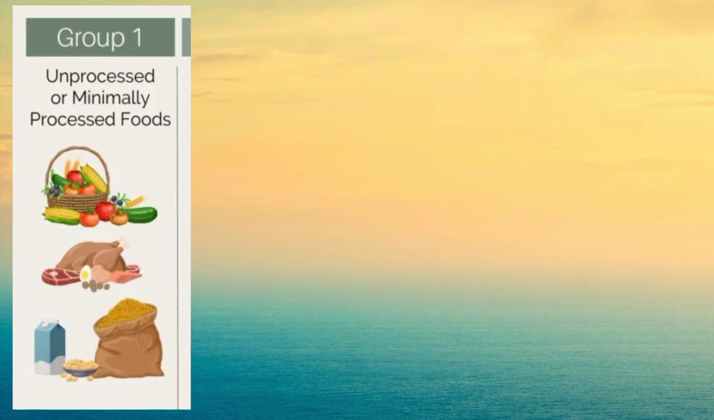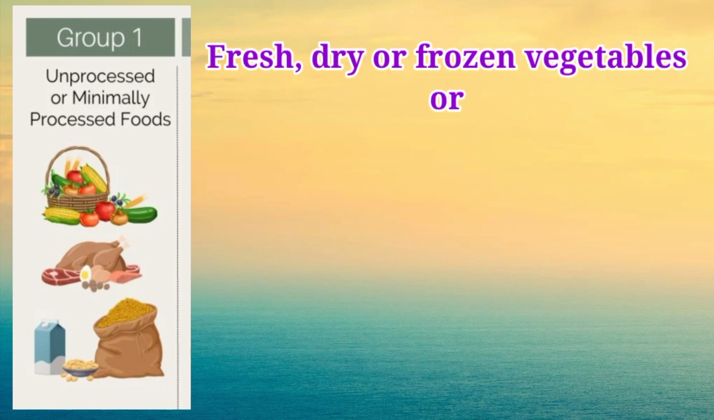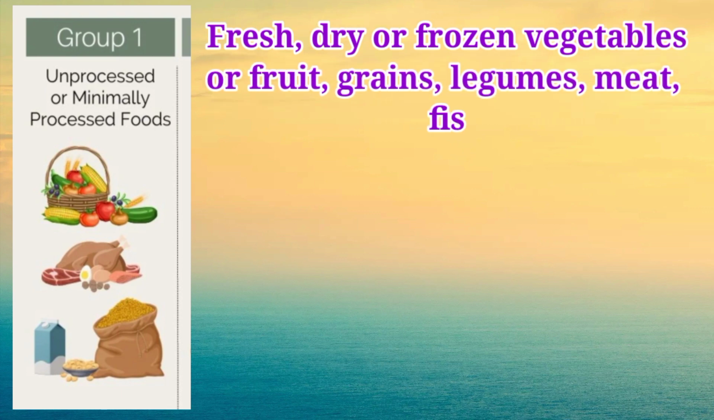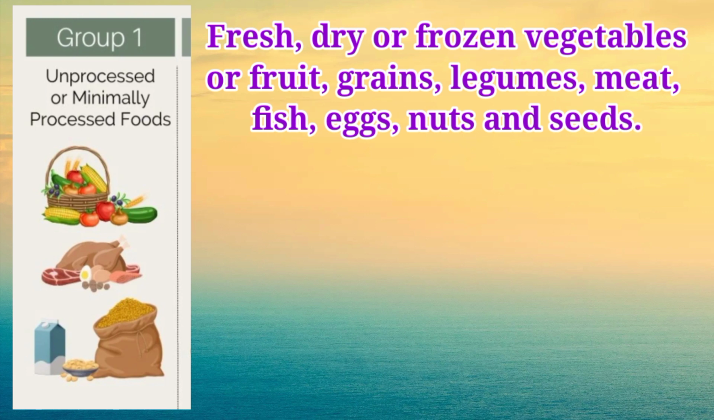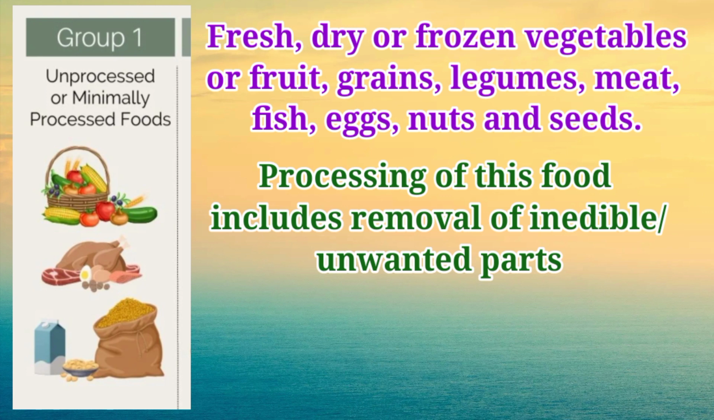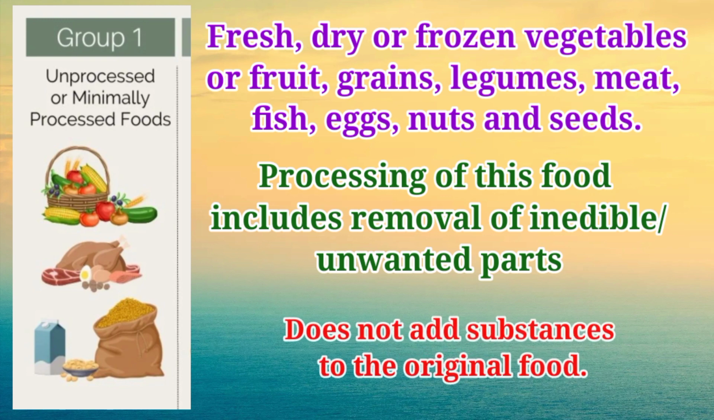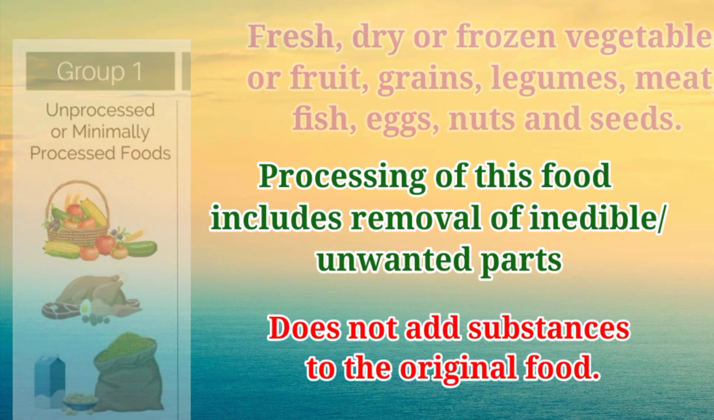Unprocessed or minimally processed food includes fresh, dry, or frozen vegetables or fruit, grains, legumes, meat, fish, eggs, nuts, and seeds. Processing of this food includes removal of inedible or unwanted parts. It does not add substances to the original food.